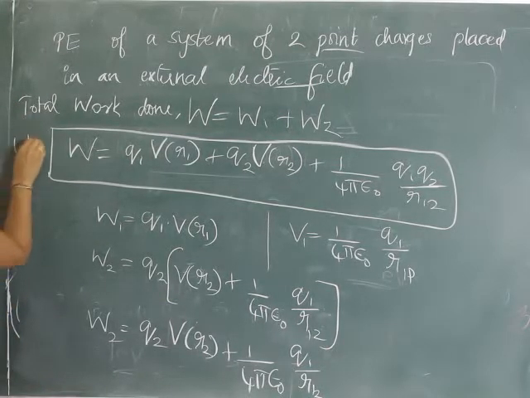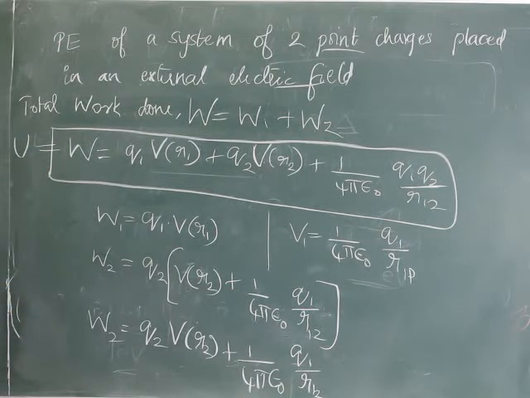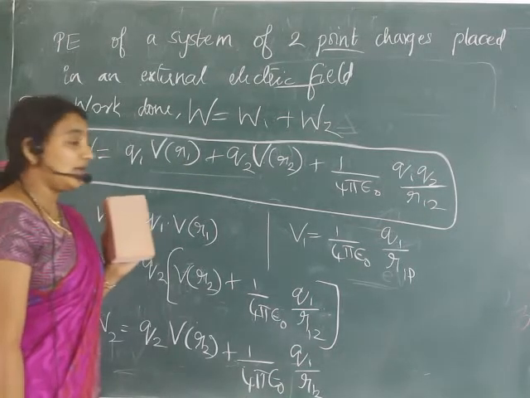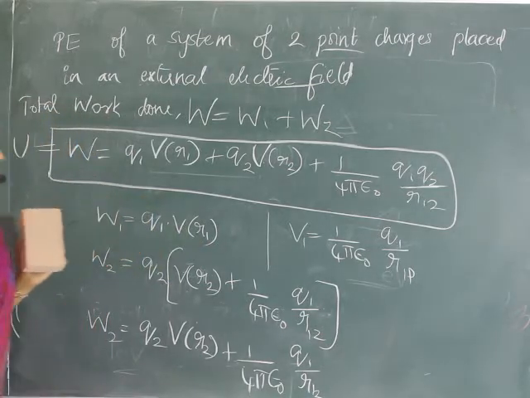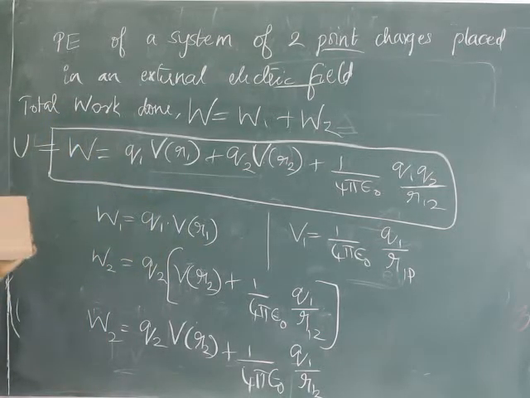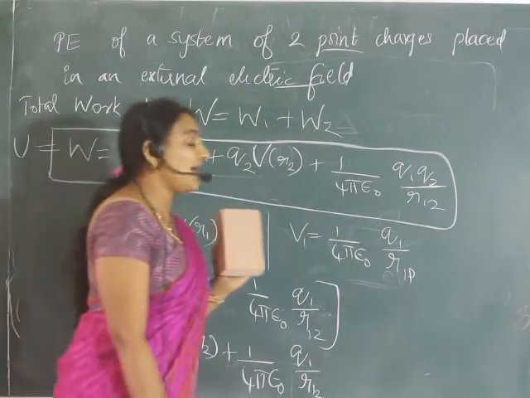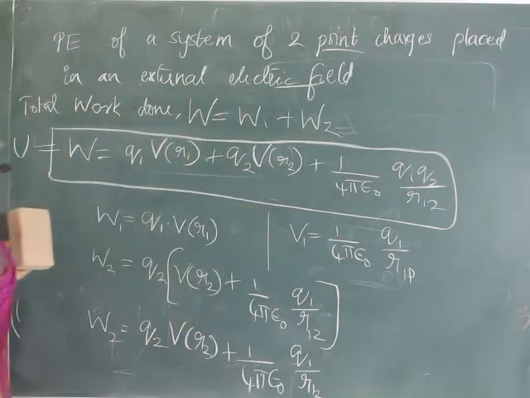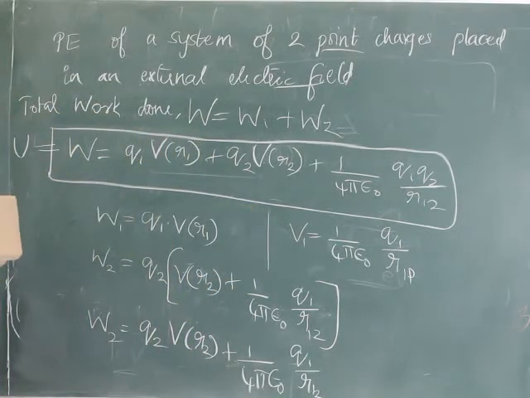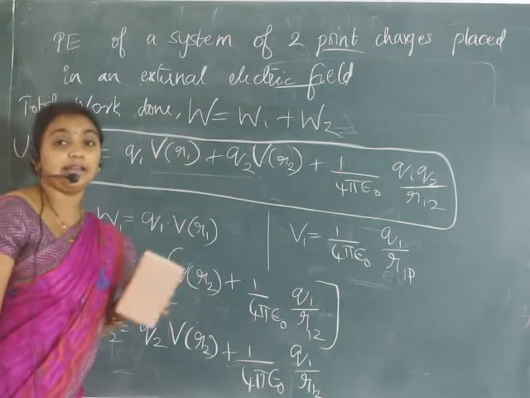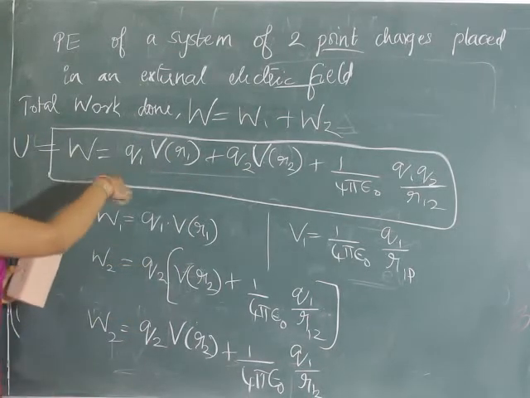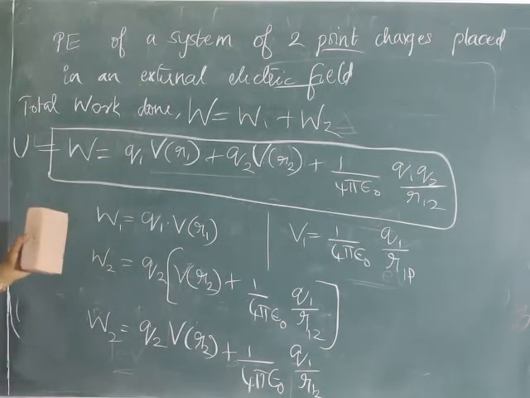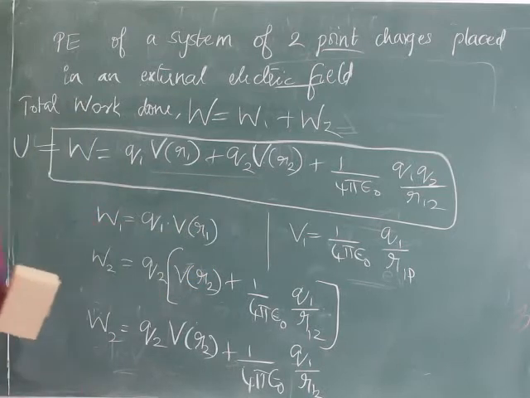This work done is stored in the form of potential energy. So therefore, potential energy is equal to work done, which is equal to Q1 V of R1 plus Q2 V of R2 plus 1 by 4 pi epsilon naught Q1 Q2 by R12. This is the expression for the potential energy of the system of 2-point charges placed in an external electric field. If there is an external electric field present, then the expression is this one. Understood? Yes. This is also important for 3 marks.